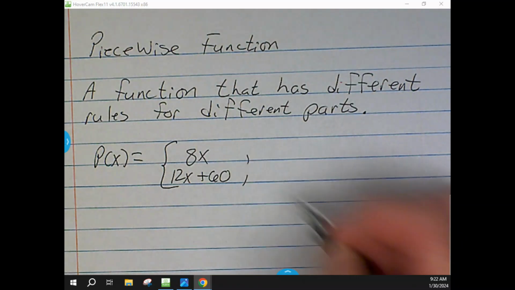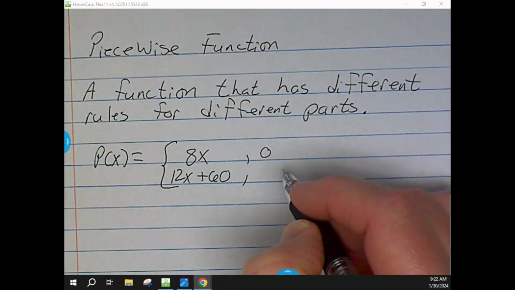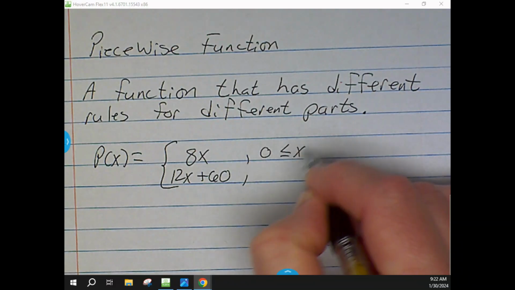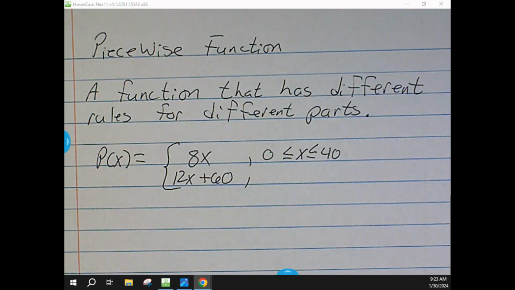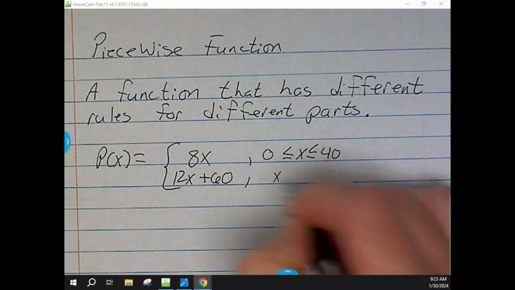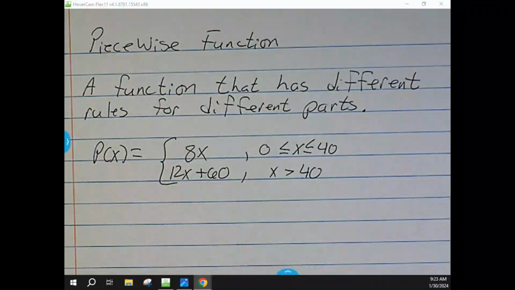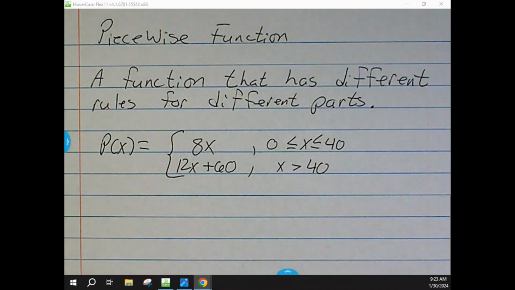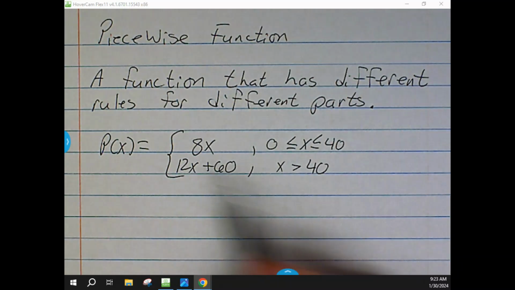And then what they will do out beside it is they're going to say, all right, you're going to use this function if your x value is between 0 and 40. And if your x value is greater than 40, you're going to use this function. So they kind of define where you're going to use each one. Depending on what your x value is, you get a certain piece that you're going to use. So if the x value is between 0 and 40, use this one. If it's greater than 40, you're going to use this one.